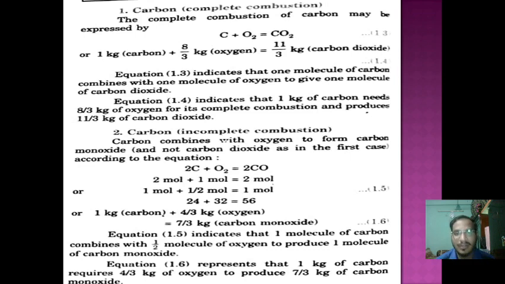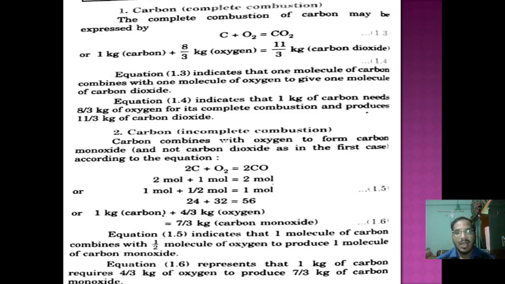Whenever we take the air fuel mixture from outside, in that air fuel mixture we are taking carbon plus oxygen. So in every air fuel mixture of carbon, the quantity should be 1 kg of carbon and 8 by 3 kg of oxygen. Then only the complete combustion will take place.